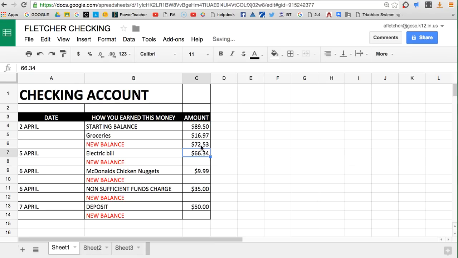And we have $72.53 left. That's our new balance. Okay, we have $72.53. It's in C6 right there.